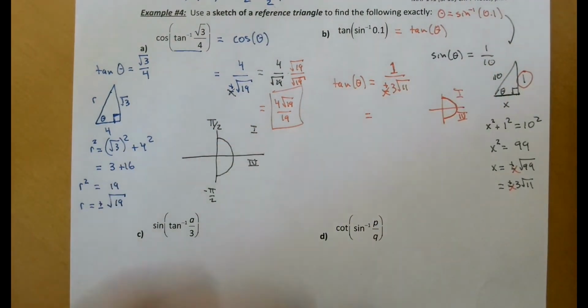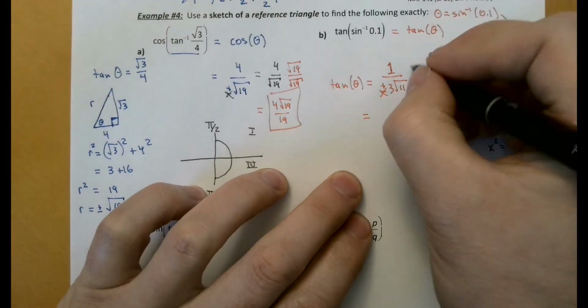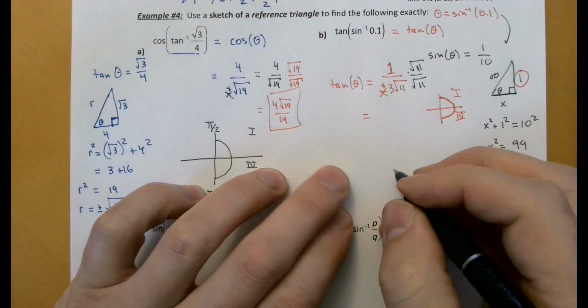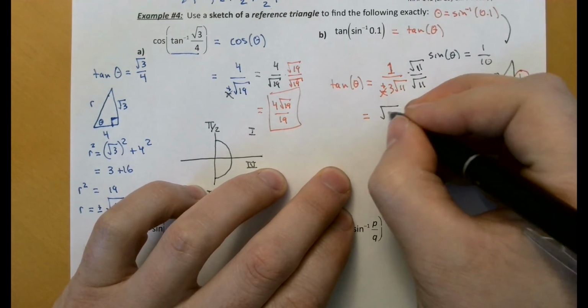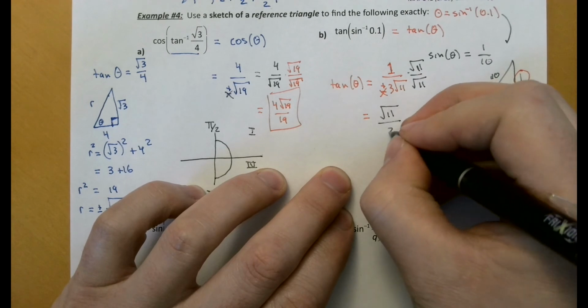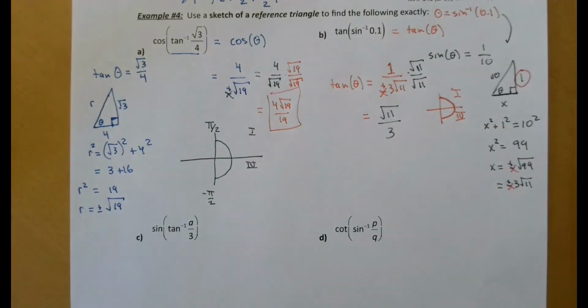Now, we can rationalize this by multiplying by root 11 over root 11. I think my math lab is going to demand that of you. So you have the square root of 11 over 3. That's it. There's your exact value. Okay, we got two more.